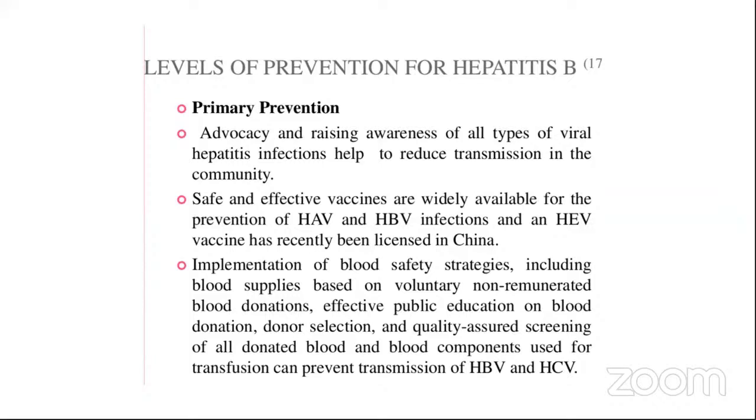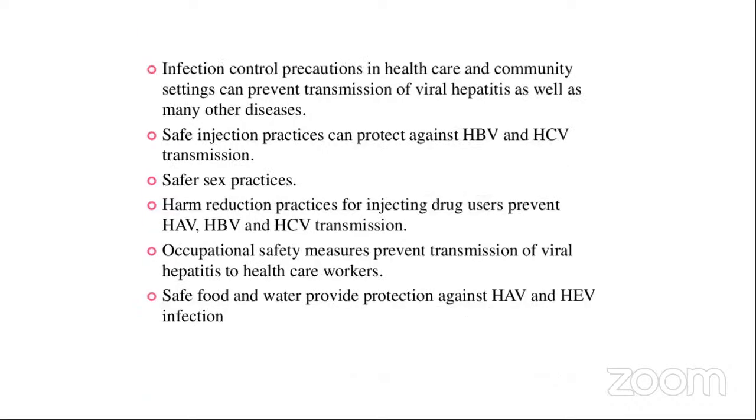Another important thing is prevention. Primary prevention means we have to make people aware and give the vaccine widely to prevent the disease. Then we have to implement a good blood safety strategy. We also need to take care in healthcare and community settings, so that the virus is not transmitted.